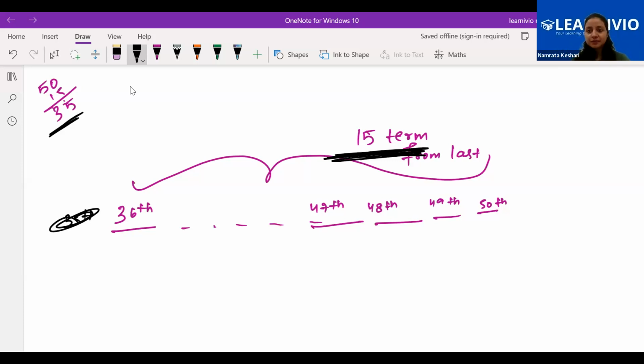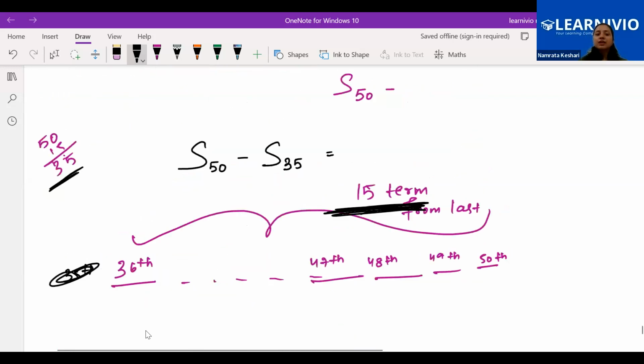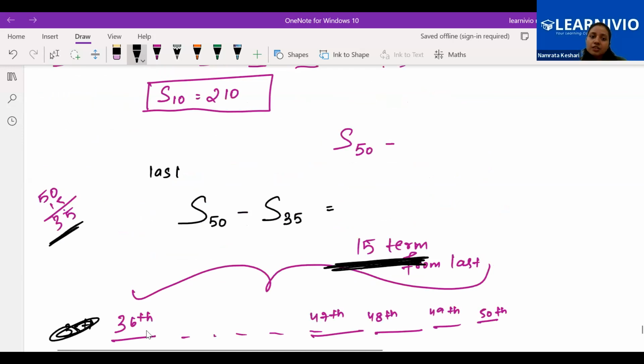Is it clear to everyone? Yes, ma'am. Okay, so can we write the sum of all 50 terms from the beginning minus the sum of 35 terms from the starting? That will give the sum of the last 15 terms. Yes or no? Yes, ma'am. And that is given to us in the question: the last 15 terms sum is 2565, which we are going to write as S50 minus S35 equals 2565. Is it clear to all of you?